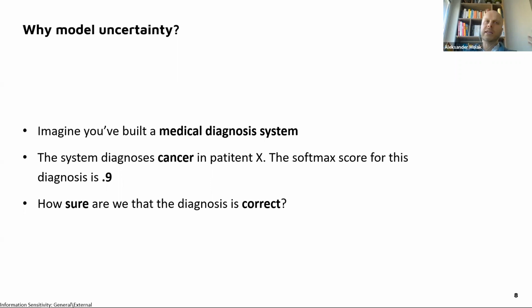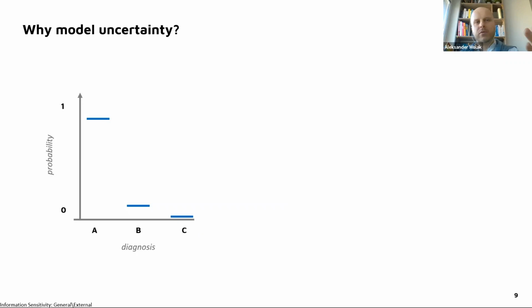The second case is a case of a medical diagnosis system. You might have built a system like this, or maybe you're working on a system like this, and then the system at some point goes to production and predicts a cancer diagnosis in patient X. And the softmax score for this diagnosis is 0.9. So we can conceptualize this as a multi-class classification problem. And we might ask a question, how sure are we that this diagnosis is correct? If it's 0.9, maybe you have three possible diagnoses in your system and this is what you get.